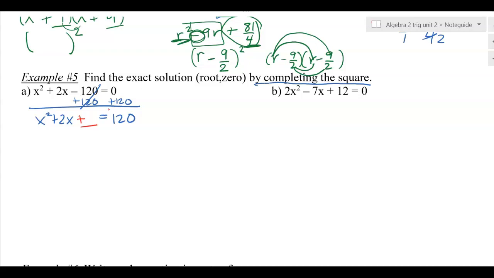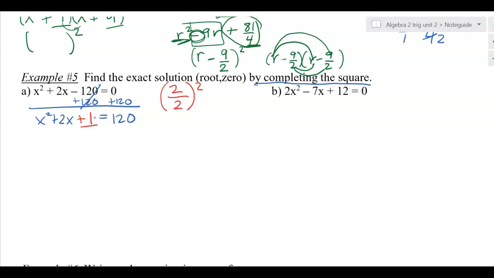Sorry, she's using the little formula, right? So she's taking the middle term of 2, dividing it by 2, and then squaring it. So 2 divided by 2 is 1, and 1 squared is still 1, so I want to add 1. Now I've totally changed the problem. This is not the problem that was given to me. I put a new number in it.